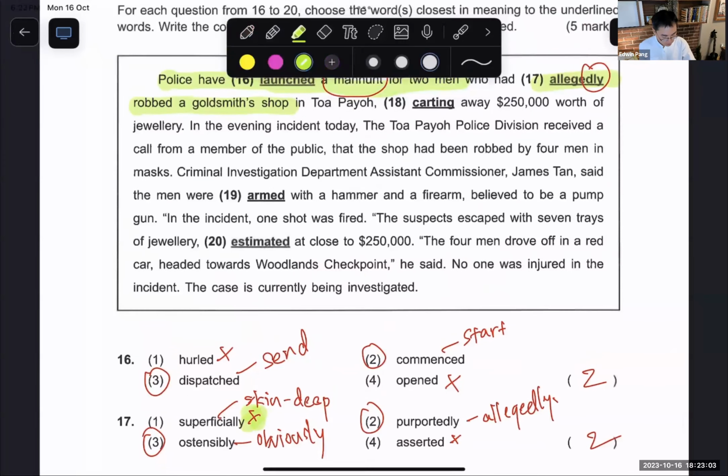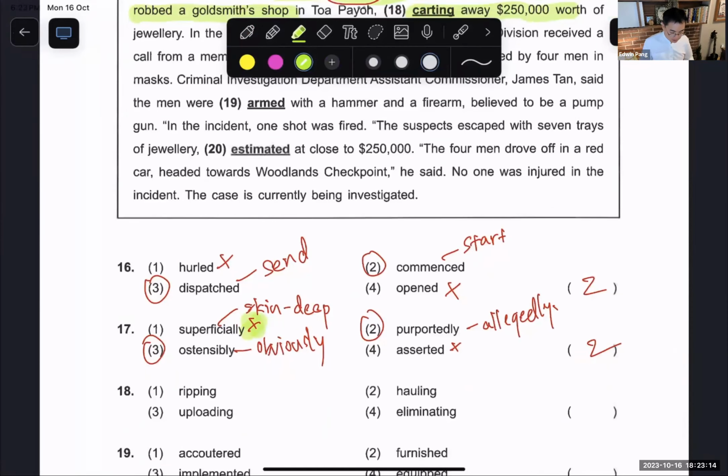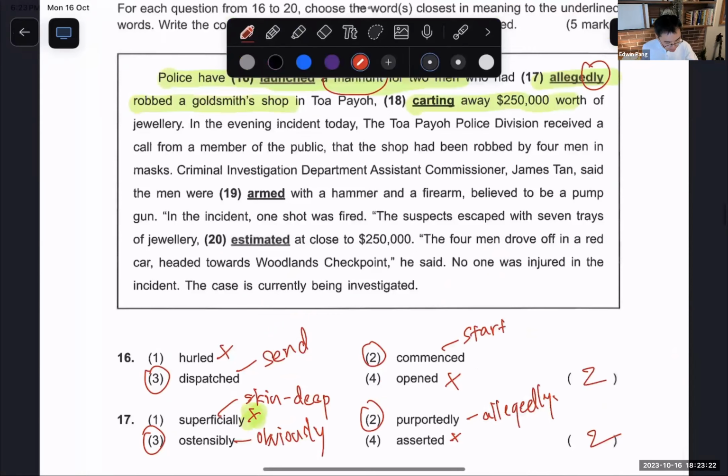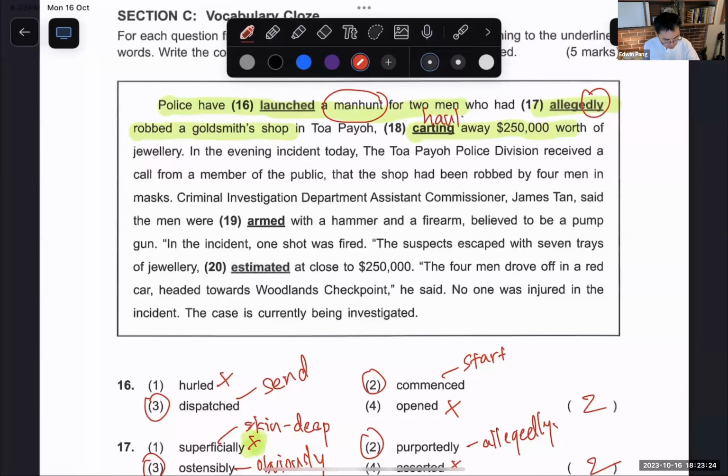Carting away. So to cart away means you put something in a wheelbarrow, or a contraption that you then push away. So which one has the idea of pushing or transporting away? Yes, correct. This one, I don't need to go into too much detail. It's number 2. So again, remember, hauling away.